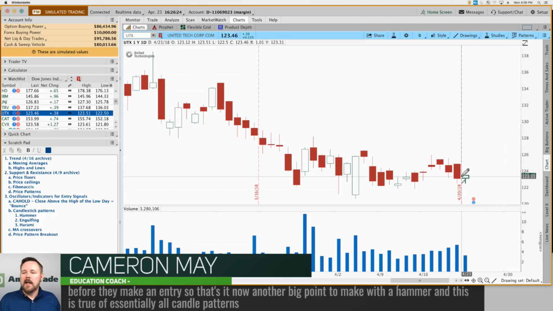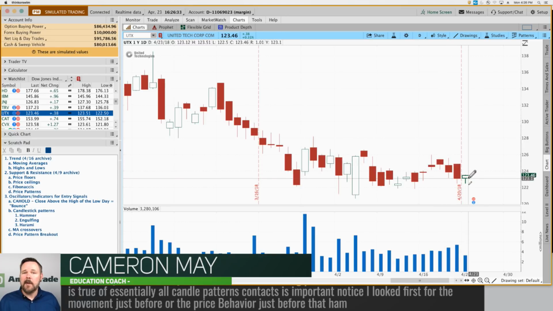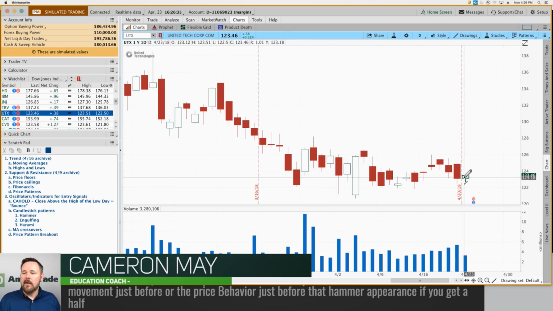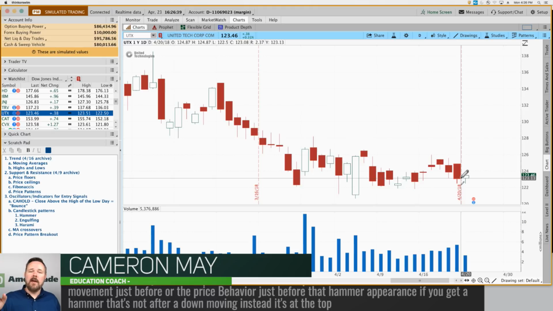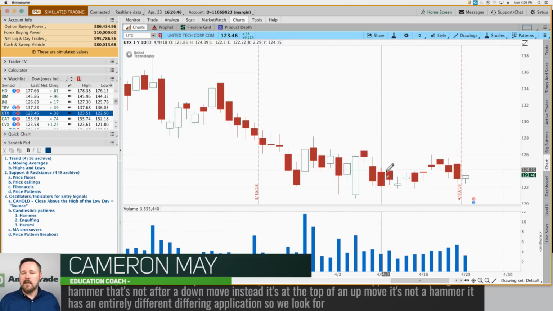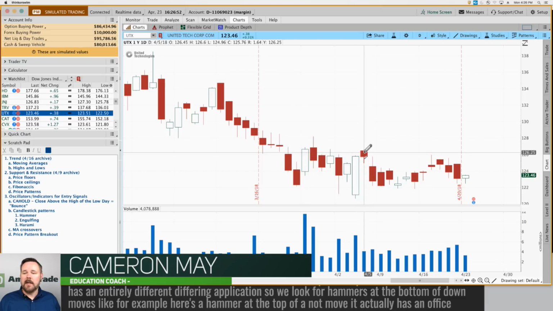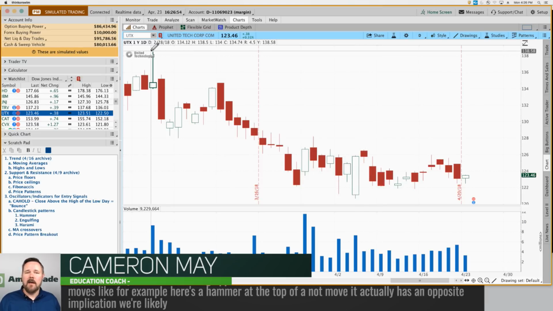Now, another big point to make with a hammer, and this is true of essentially all candle patterns, context is important. Notice I looked first for the price behavior just before that hammer appearance. If you get a hammer that's not after a down move and instead it's at the top of an up move, it's not a hammer. It has an entirely different implication. So we look for hammers at the bottom of down moves. Like, for example, here's a hammer at the top of an up move. It actually has an opposite implication. We're likely to sell off.